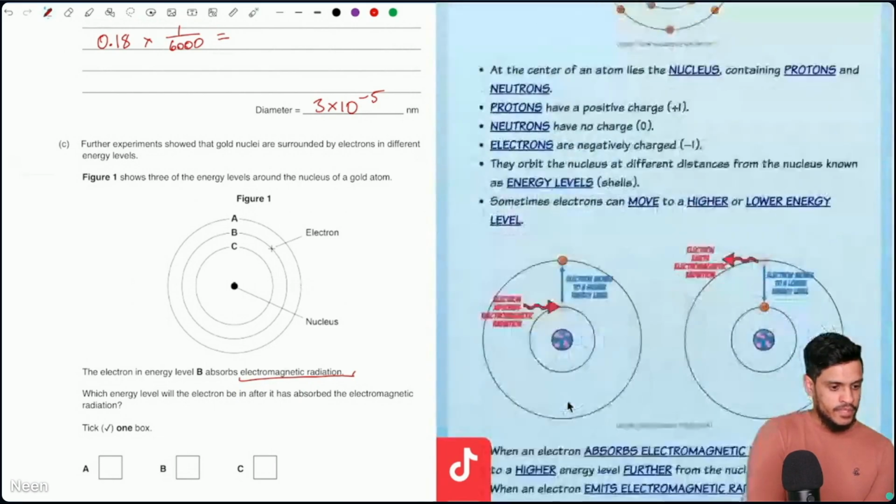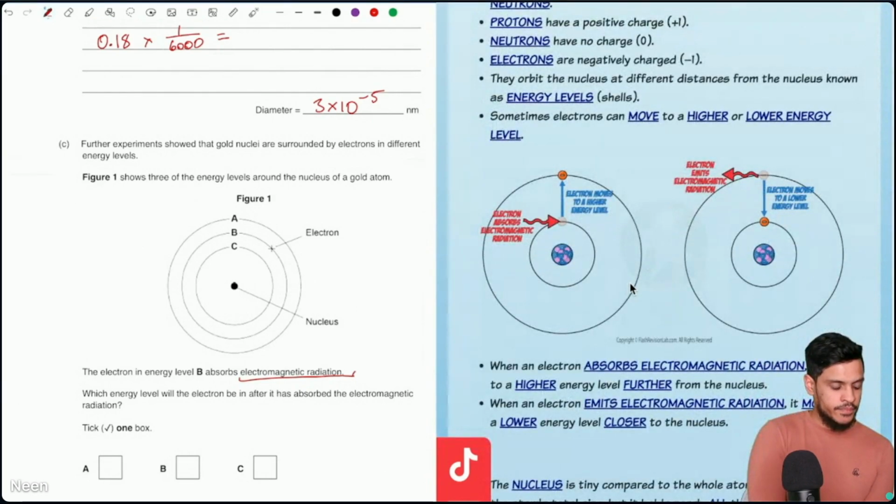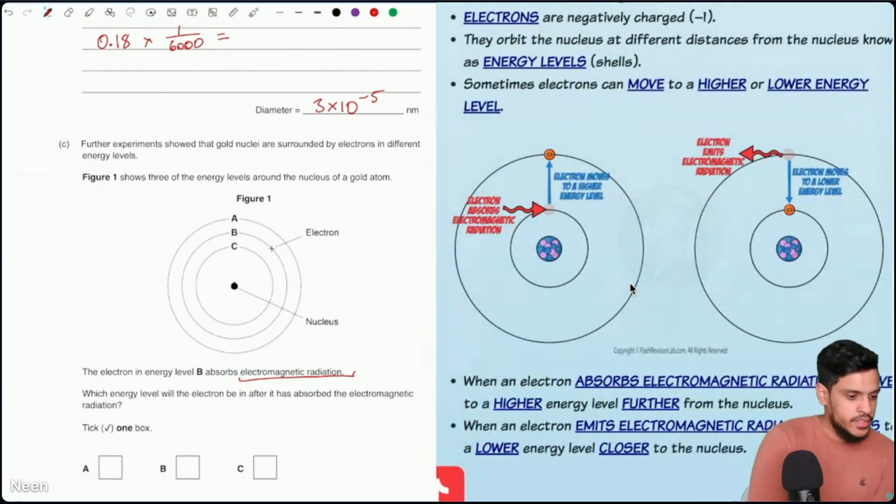So this is what happens here. We've got two scenarios. It's in the notes. So here on the left, you can see that electron started off in the lower energy level, but then it absorbs electromagnetic radiation.